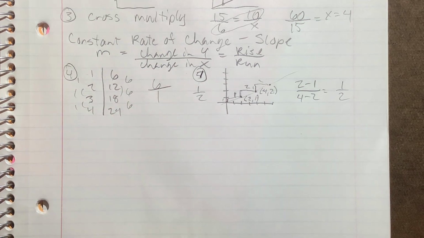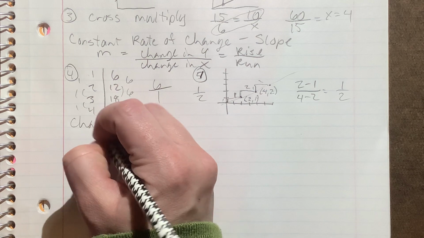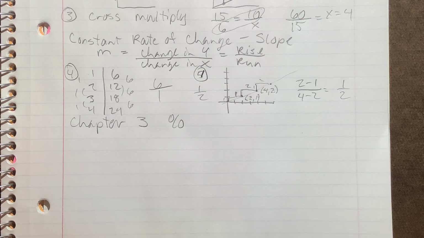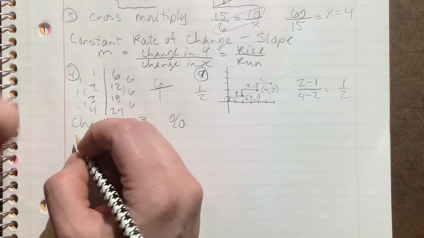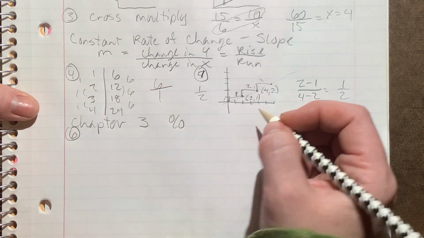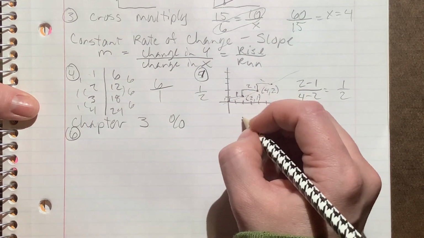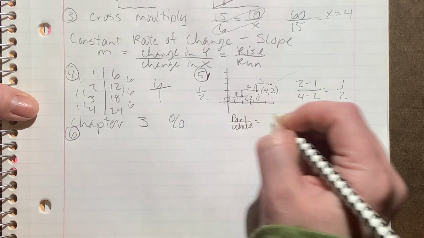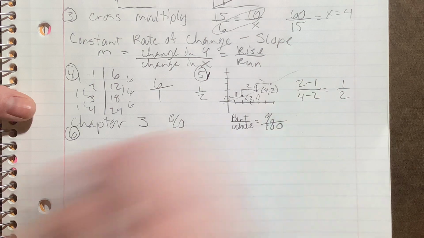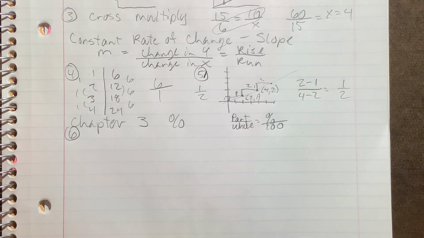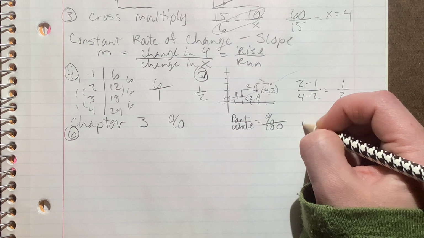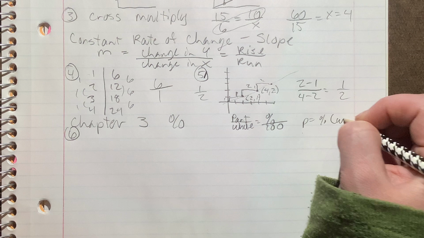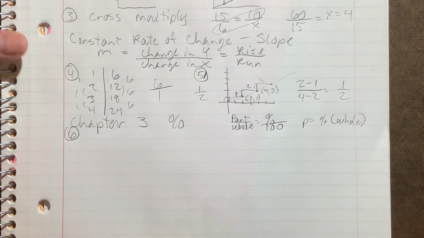All right, next up is chapter 3, and that was all about percents. Doesn't it feel like we just did that? So let's just practice some of our percent problems. Remember, our percent proportion is the part over the whole equals the percent over 100. I like to use that one the best. You can use the percent equation if you want, which is the part equals the percent times the whole.